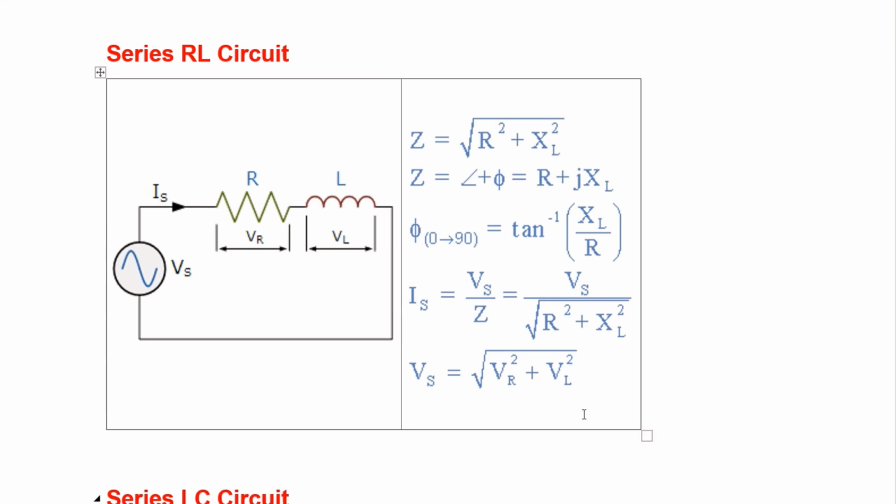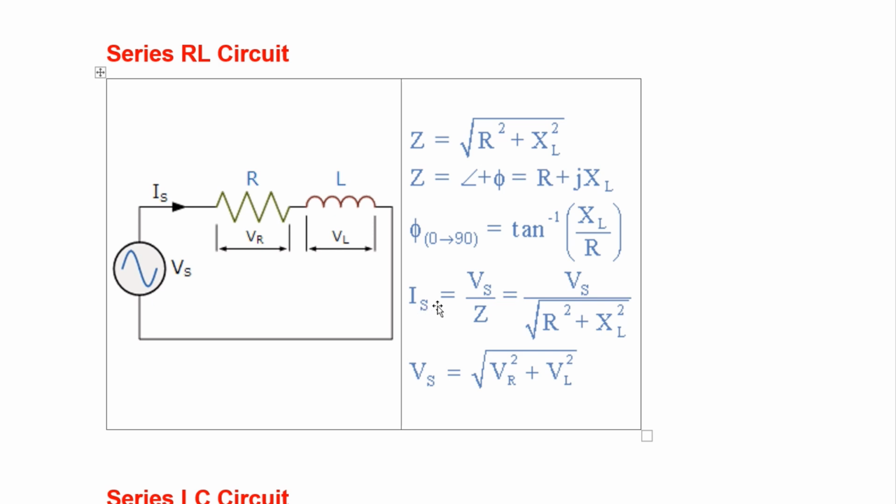Now let us consider the RL circuit where one resistor and inductor have been used in the AC circuit. Vs is the AC source, Is the source current, and Z, this impedance, is equal to square root of R square plus XL square, and Z equal to plus phi. So your voltage is leading here. In this case, current is lagging, but voltage is leading by an angle plus phi. So the value of Z is R plus JXL, and phi is between 0 degree to 90 degree, and the value is equal to tan inverse XL upon R.